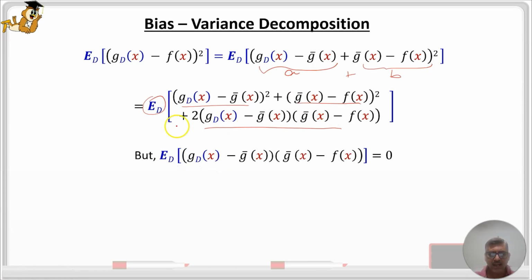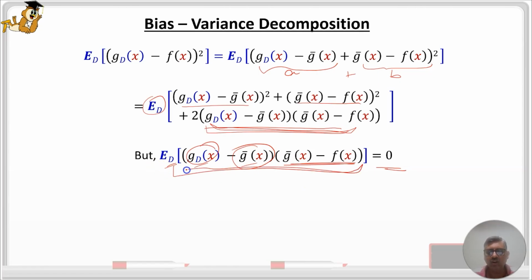Now notice that the expected value over D of this term, the mixed term, the cross term, is 0. Why is that 0? Because the expected value over D of g_D(x) is actually g-bar(x). So you are subtracting the same thing from itself, and this is independent of D, and therefore the expected value over D of this is actually 0.